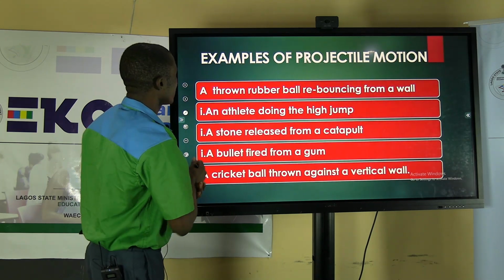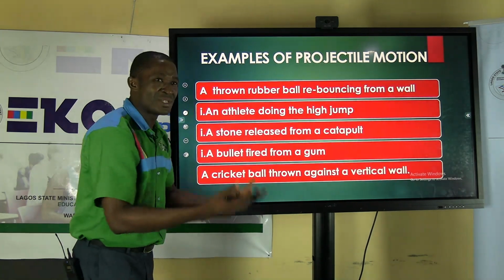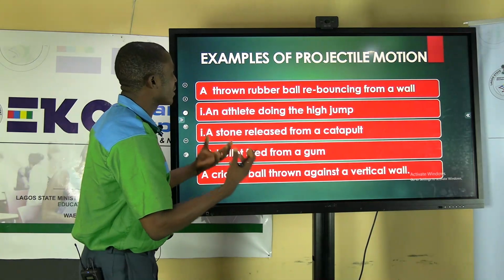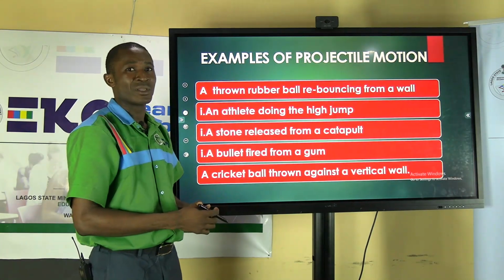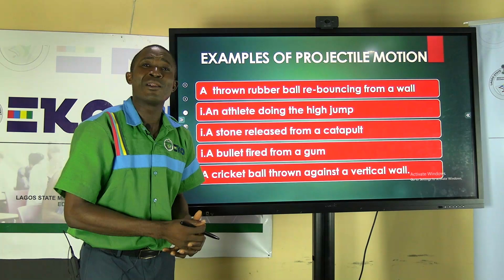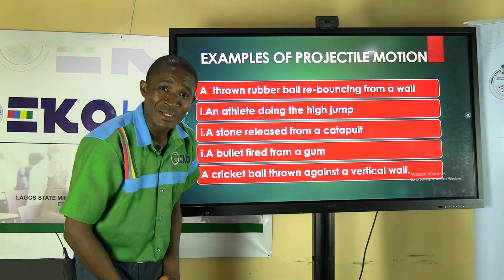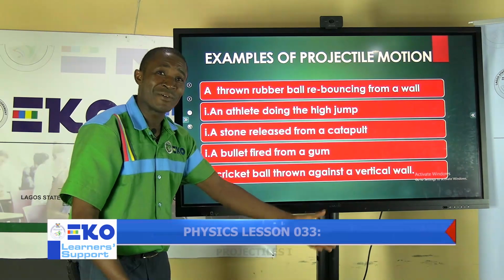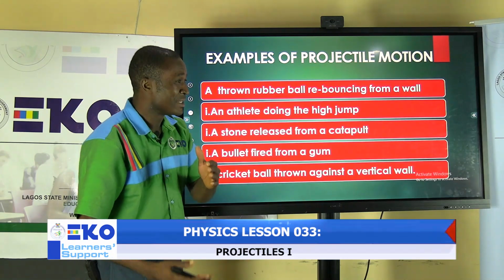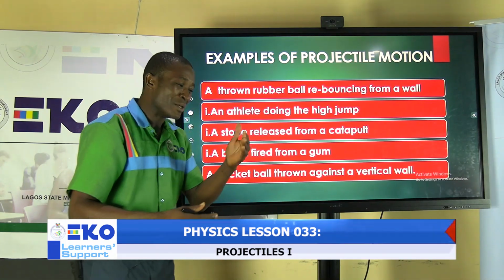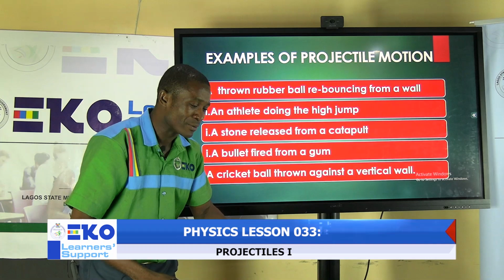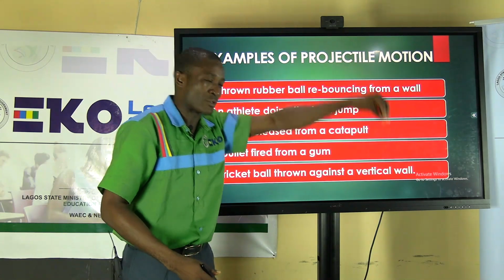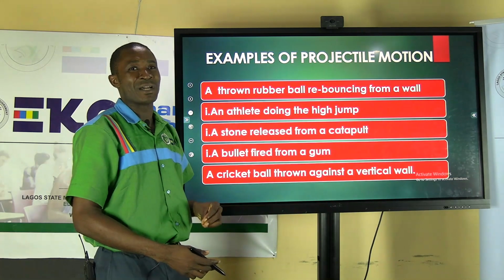Look at this. There are some objects that undergo projectile motion. Have you seen a lawn tennis player before, the likes of Roger Federer, Rafael Nadal, Pete Sampras, those guys, they play lawn tennis. The ball leaves the ground, goes beyond a net and comes down. That is a projectile motion.